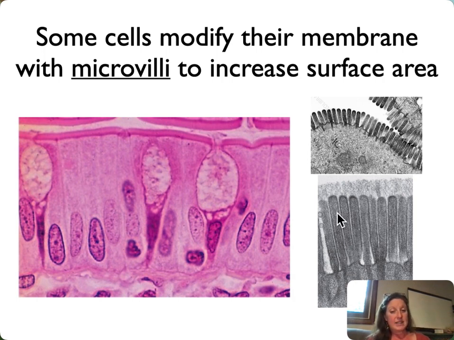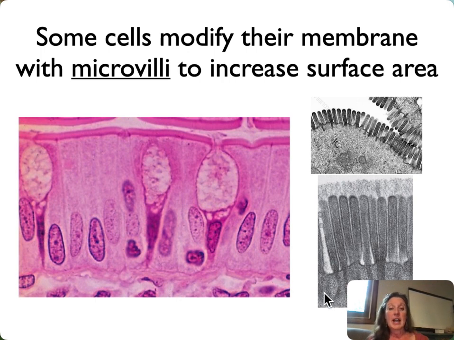And here we can see them even more clearly. Microvilli are there to increase surface area. So we see them a lot in places like the intestine, where the surface of the microvilli will have enzymes and transporters on it so that the food that's being digested passing through has more places where it can cross and get into the bloodstream.